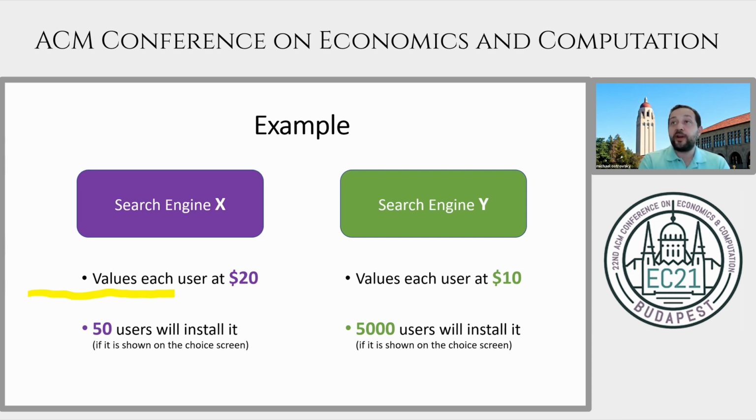install it. However, the way the auction is actually conducted on a per install basis, search engine X would bid $20 for each install. Search engine Y would bid only $10 for each install. And so then search engine X would win and only 50 users would install it. So the key point of this example is that this difference between per appearance and per install is not just a cosmetic difference, but in fact a fundamentally important characteristic of these auctions.